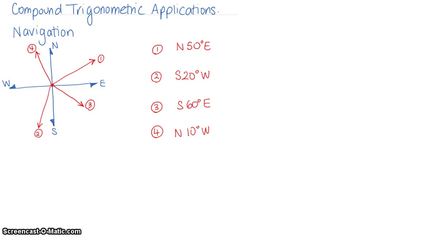So we're going to look at some more compound trigonometric applications. Compound trig applications just mean that you have more than one triangle that you're going to be looking at, which means you'll have to look at breaking them up into multiple right angle triangles and work on each one individually to get to your final destination for the problem.